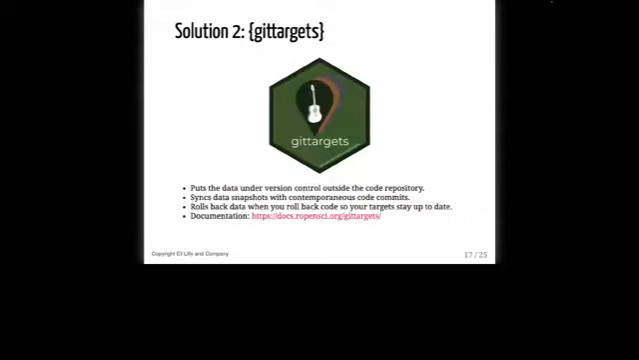On the other hand, cloud services are a steep learning curve and they could get expensive depending on the use case. For a completely local solution that doesn't use those cloud services, the Git targets package is another way to track output data over time.